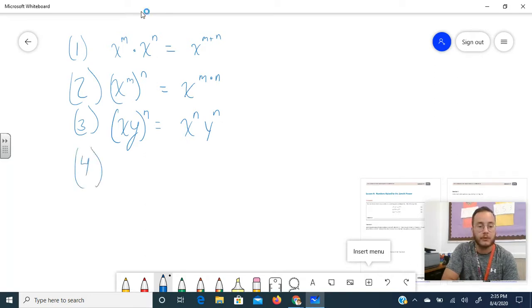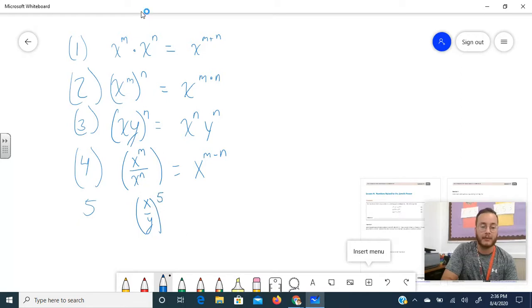Rule 4, remember, this was also from lesson 2. We have x to the m power over x to the n power, and x is not 0 because you cannot divide by 0. If they have the same base, then you can take x to the m minus n. And then rule 5, where y cannot be 0: you can have x over y to the m power, which is the same thing as x to the m power over y to the m power.